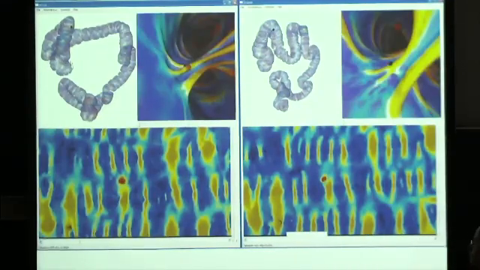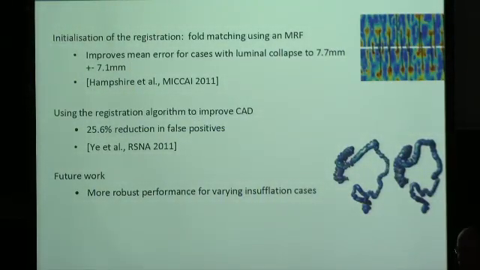Here's another example. Again, good registration. We have a polyp on a fold. You can see it here. And this registration is also quite good. So what I've described up to this point is basically the basic algorithm.